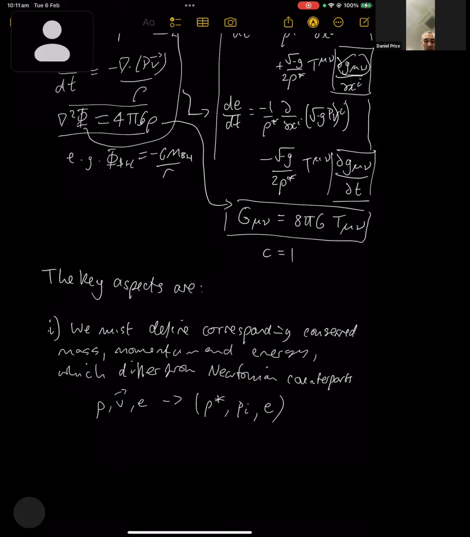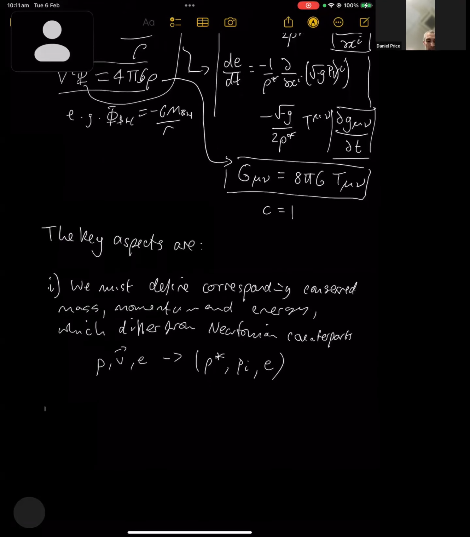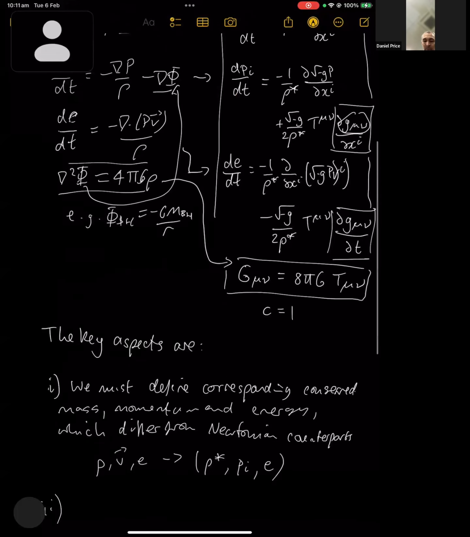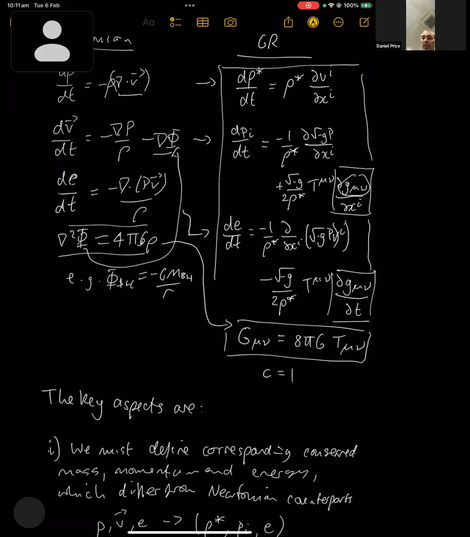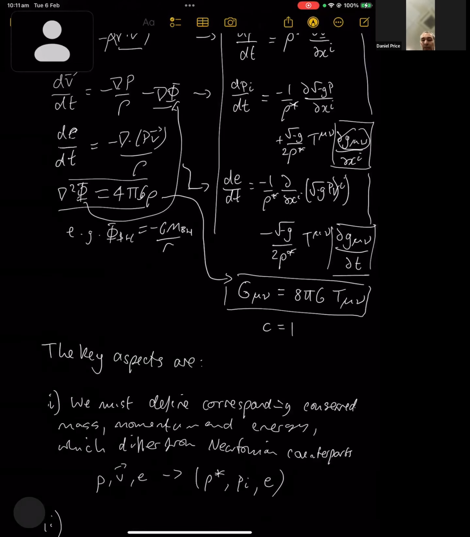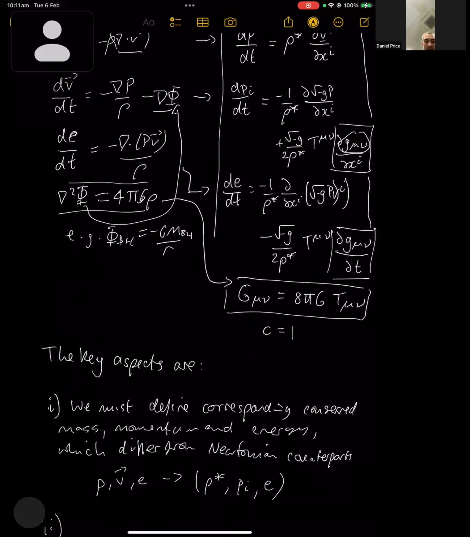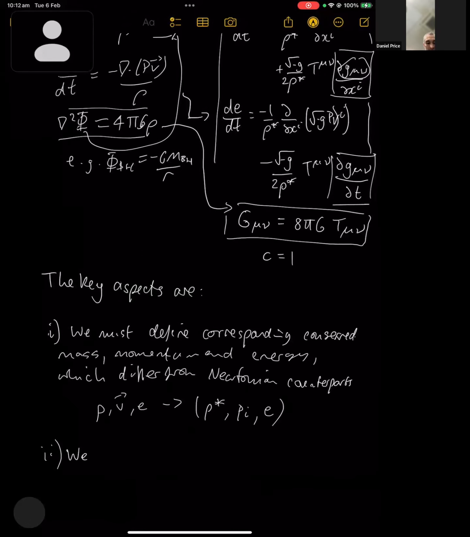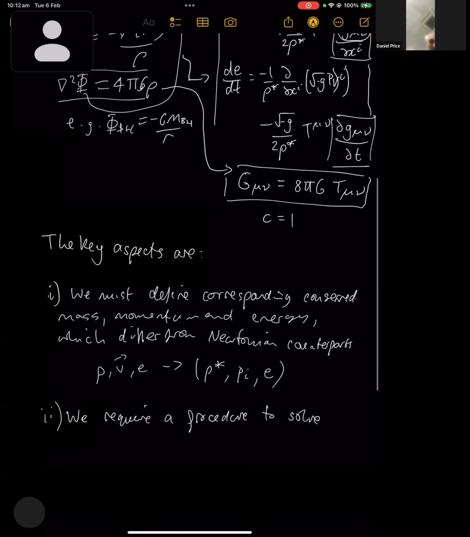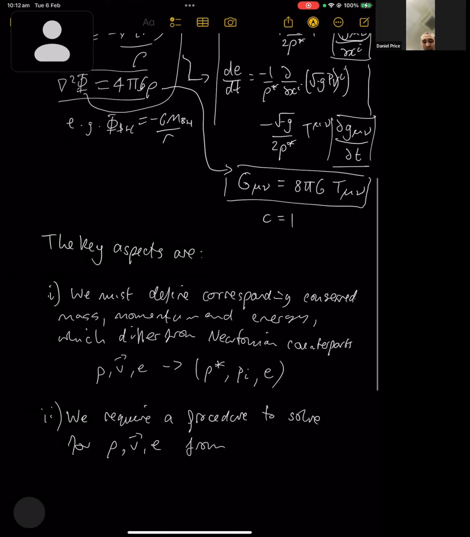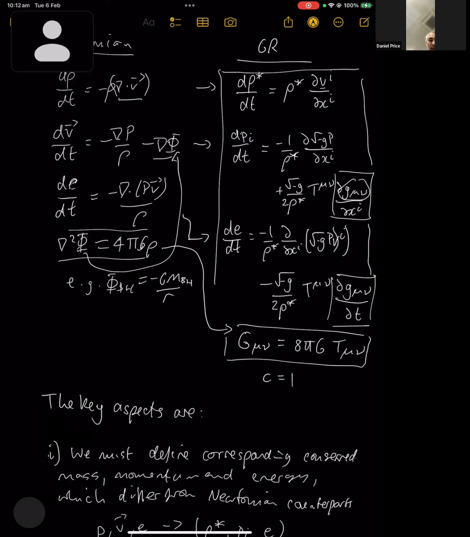So they carry the same meaning. They are mass, momentum, and energy, but they are much more complicated variables. But you'll notice on the right-hand side of our equations up here, so if we scroll back a little bit, we actually need things like pressure, velocity. So pressure comes from what we call the primitive density, which is this quantity on the left. And we have velocity, for example. So we need some kind of procedure. So the new thing is that we require a procedure to solve for what we call the primitive quantities, rho, v, and e, from the things we evolve on the left-hand side of our equations.